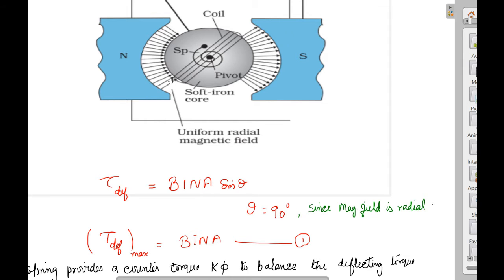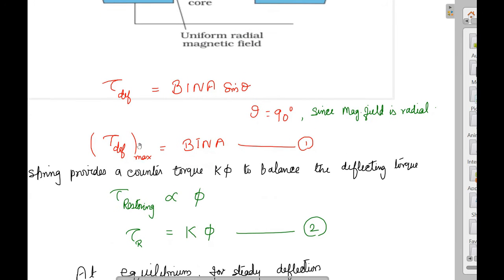Since the plane of the coil is parallel to the magnetic field, its area vector is perpendicular to the external magnetic field. So theta is 90. Hence, the maximum deflecting torque is equal to BINA. Let us call it equation number 1. The spring provides a counter torque Kφ to balance the deflecting torque.